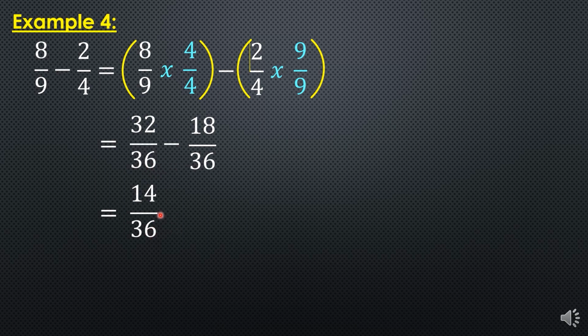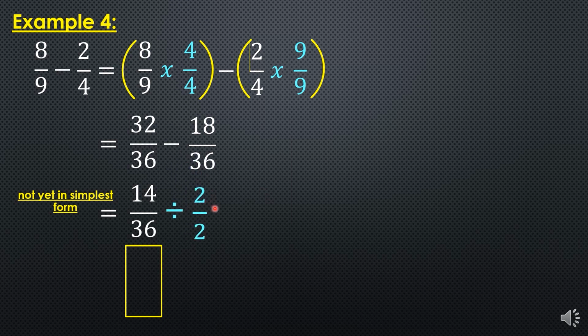But 14 over 36 is not yet in simplest form, because we can still divide this by 2 over 2. 14 divided by 2 equals 7. 36 divided by 2 equals 18. Now this will be our final answer because 7 over 18 is already in simplest form.